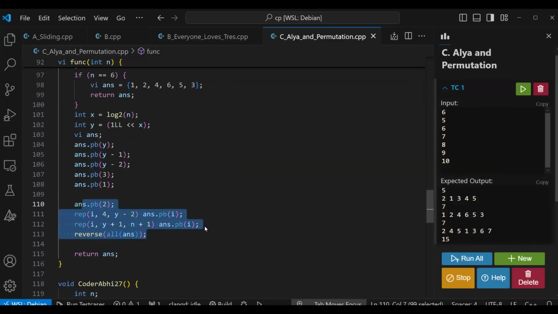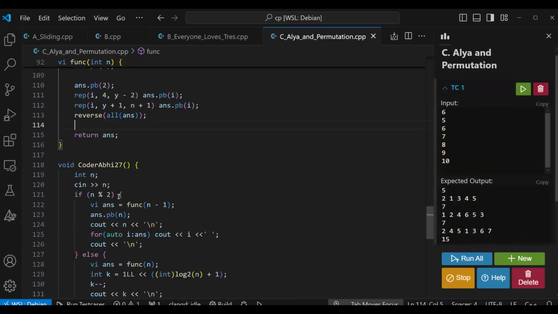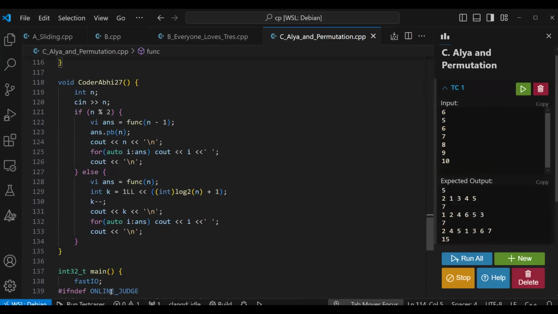I hope you understood the logic behind this function and the whole code. If there is any doubt, you can ask.